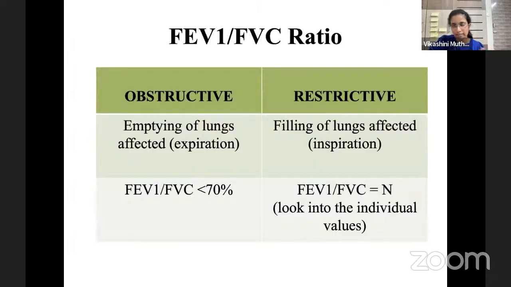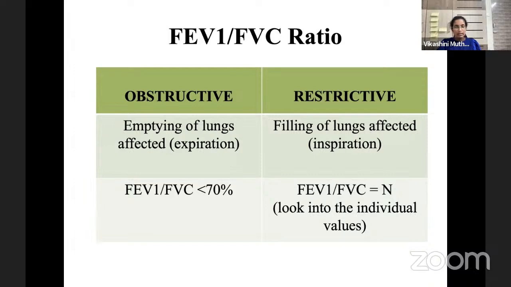Now, there are certain situations where you have to consider the ratio. Like in the SOFA score, to assess respiratory function, you take a ratio. The FEV1 to FVC ratio is basically used to differentiate obstructive and restrictive lung disease. See, in obstructive lung disease, the problem is in the expiration.